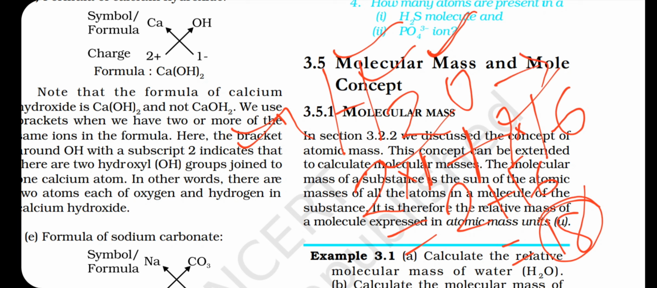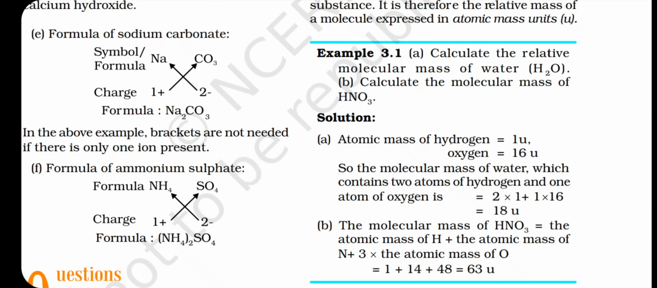Different examples are given here. For example, calculate the relative molecular mass of water. Water is composed of 2 atoms of hydrogen and 1 atom of oxygen. 2 atoms of hydrogen give 2 into 1, and 1 atom of oxygen gives 1 into 16, that is 18 u, the molecular mass of water.